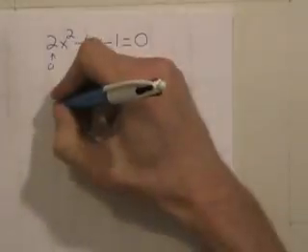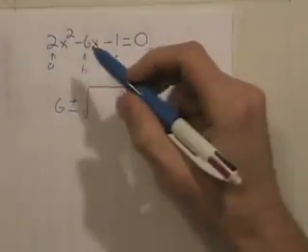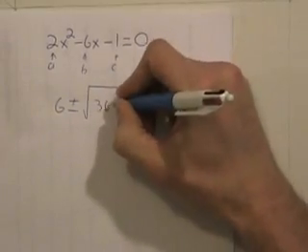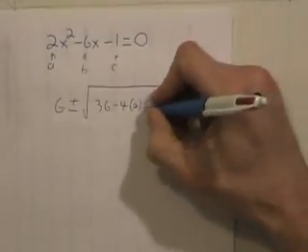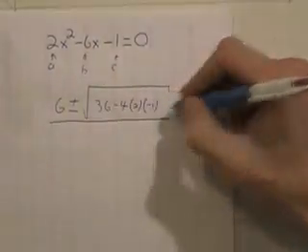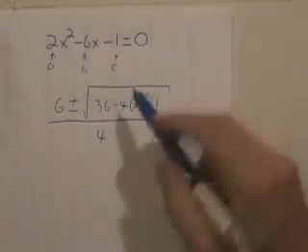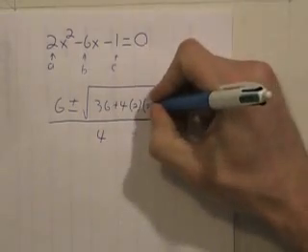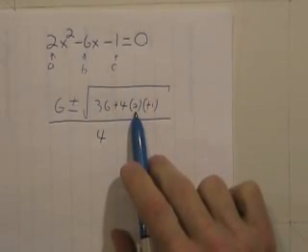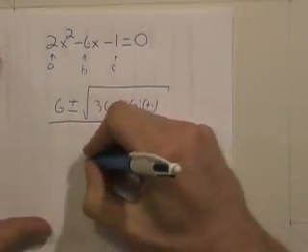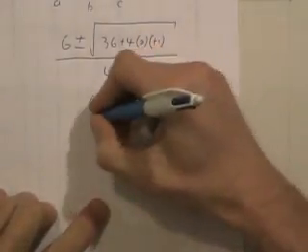Negative B, so that's positive 6, plus minus the square root of B squared, so that's 36 minus 4 times A, which is 2, times C, which is negative 1, over 2A, so over 4. When you work all this stuff out, you have the two minus signs, so they add, and then that'll be the square root of 36 plus 8, or 44, so it's 6 plus minus the square root of 44 over 4.